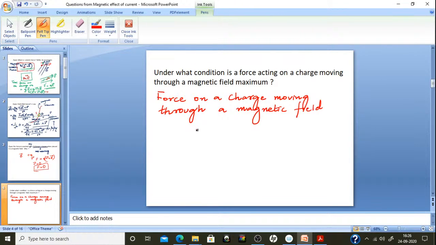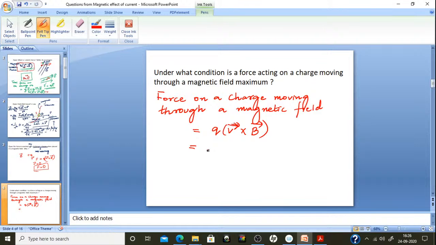So force is how much? What is the formula? The formula is F = q V cross B. This is the force on a charge q moving through a magnetic field B with a velocity v. So the question is, when is it maximum? When will this force be maximum?